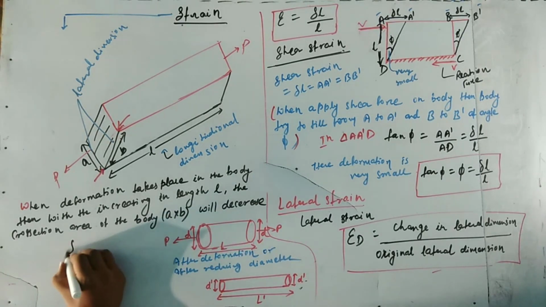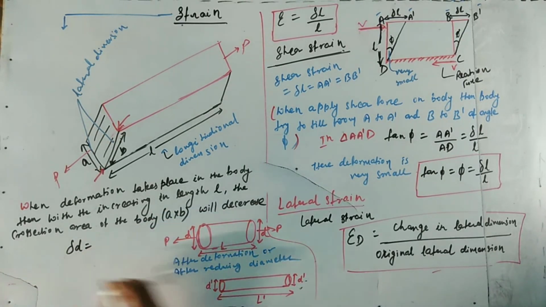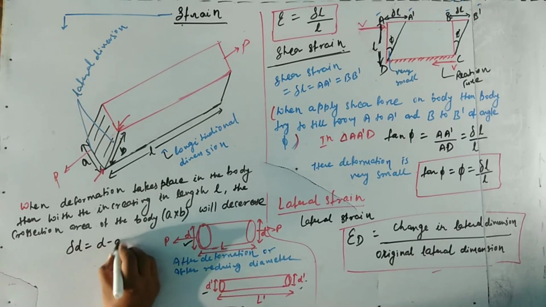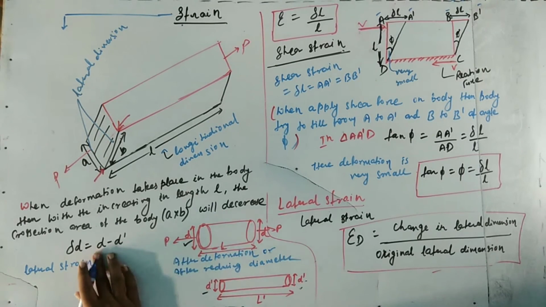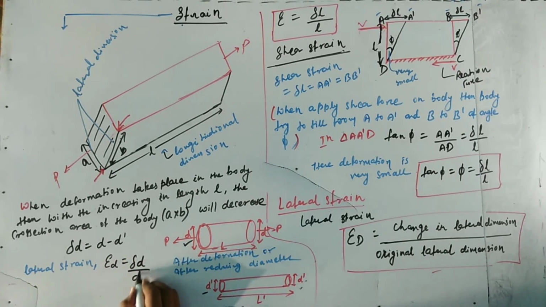So the lateral dimension change del D is equal to D minus D dash. We can say epsilon D is equal to del D by D. It is called lateral strain. So epsilon D is equal to del D by D. These are all about strain.